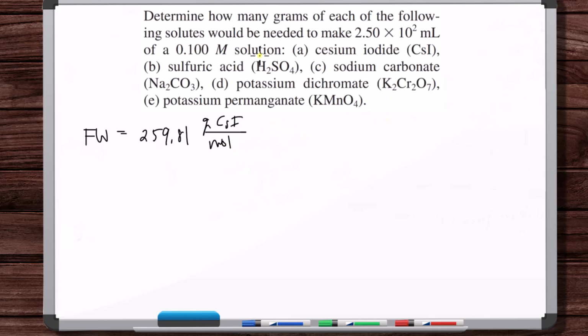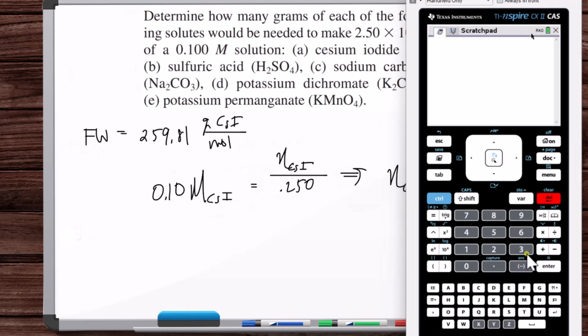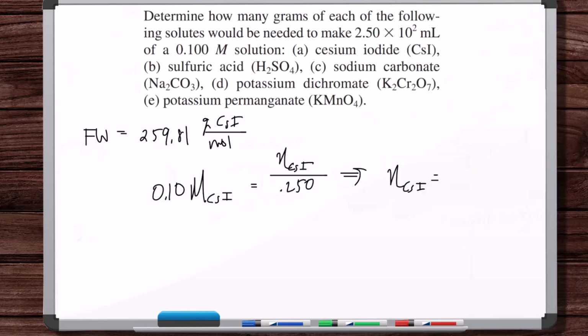Now, we've got a 0.10 molarity solution of cesium iodide. So we know that means there's N moles of cesium iodide per liter of solution, and it gives us 0.250 liters of solution. So we can use the formula for molarity to get the number of moles of cesium iodide dissolved. So 0.1 times 0.25, 0.025.